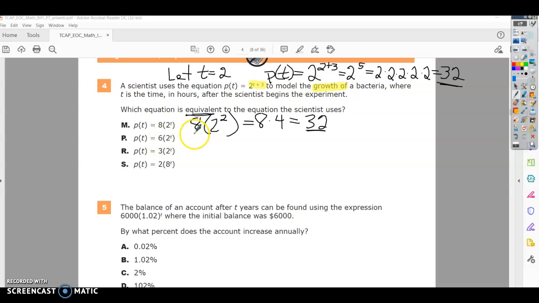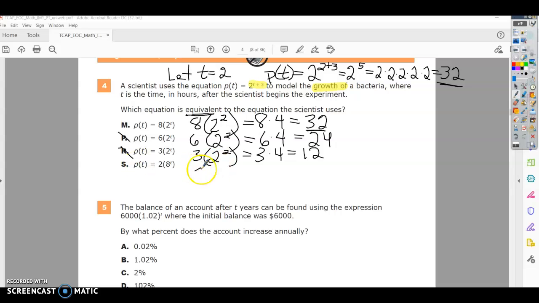Let's check the rest of them. All right, so we've got 6 times 2 to the 2nd power. So we've got 6 times 4, which is 24. So that one's not equivalent. Then we have 3 times 2 to the 2nd power. 2 to the 2nd power again is 4. 3 times 4 is 12.